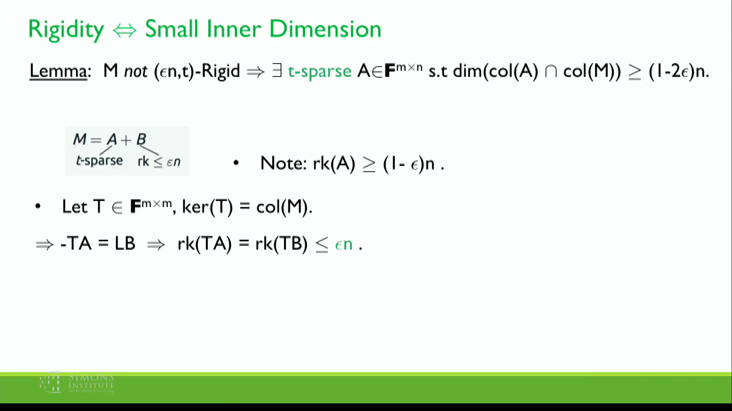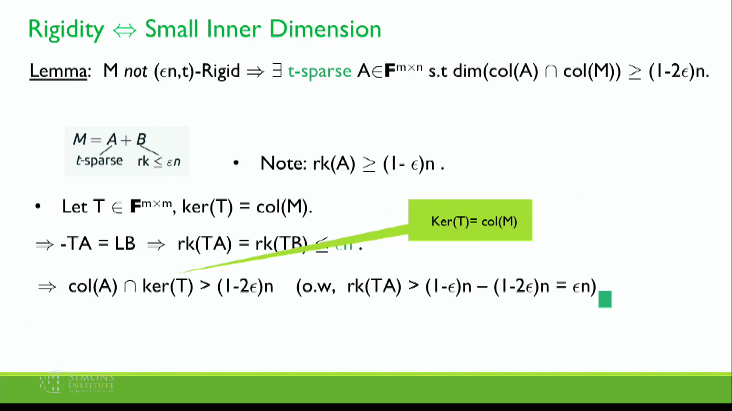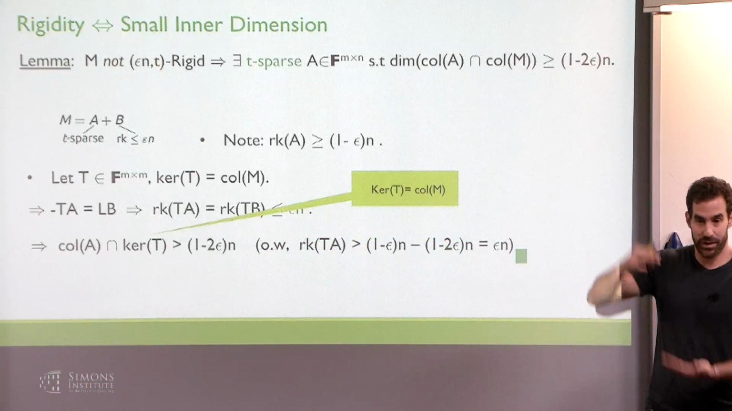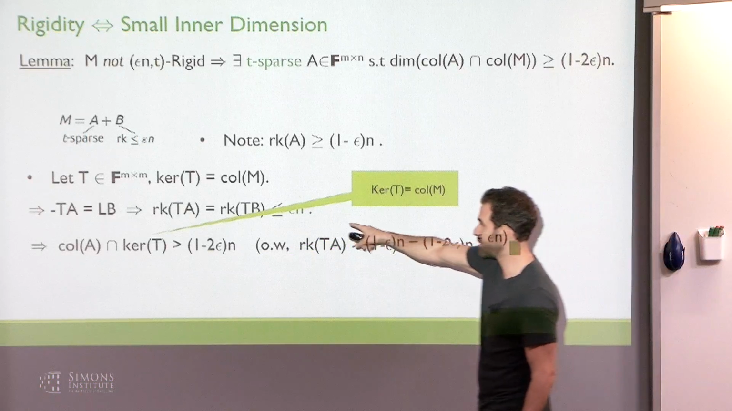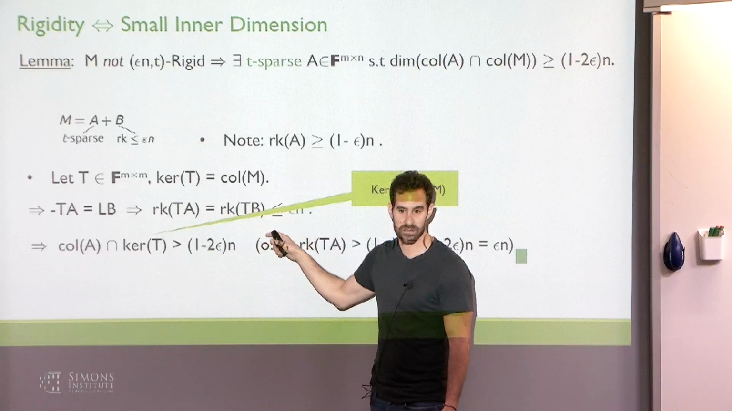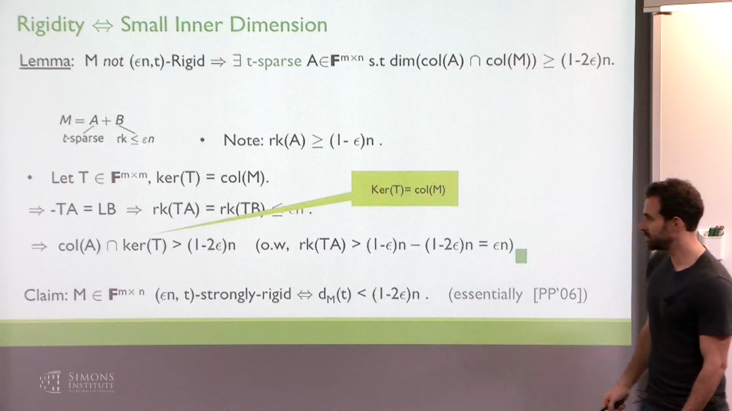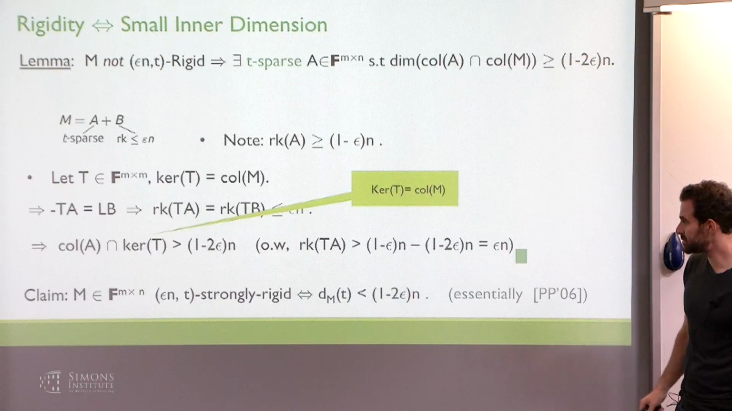A had very large rank to begin with. The only way it can decrease to below epsilon n is if it had a very large intersection with the kernel of T, right? If it has less than 1 minus 2 epsilon n intersection, then the rank will remain larger than epsilon n. That would be a contradiction, right? Is that clear? Right, so it's a simple claim.